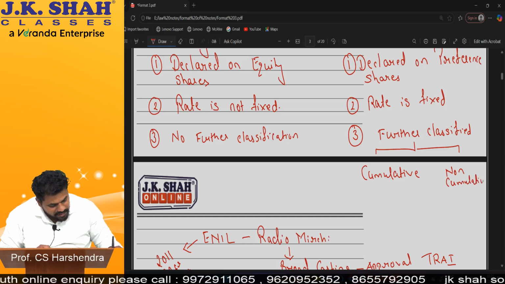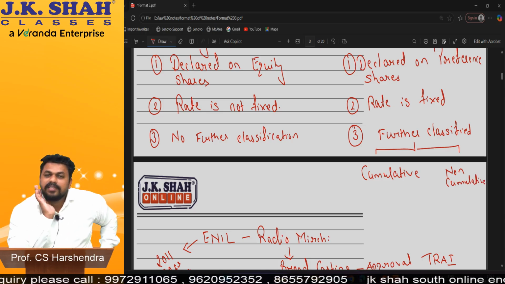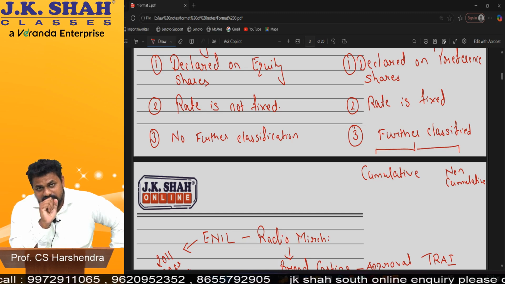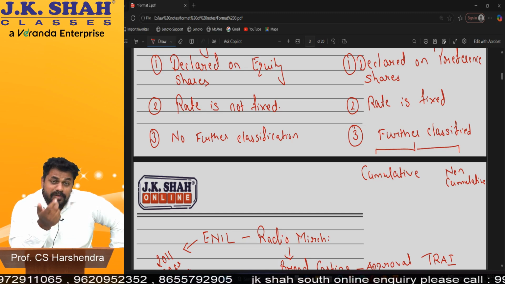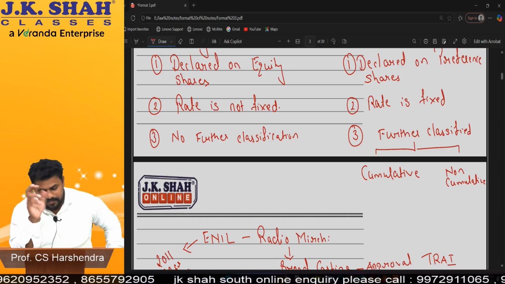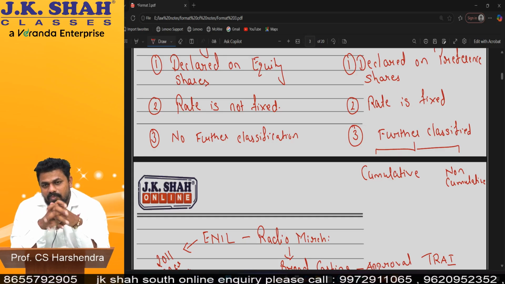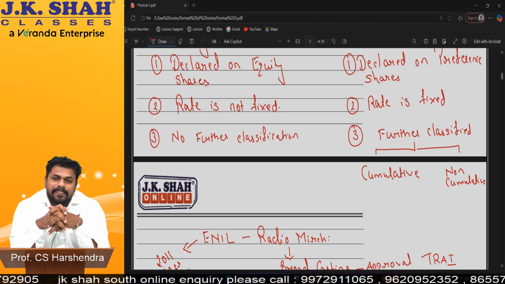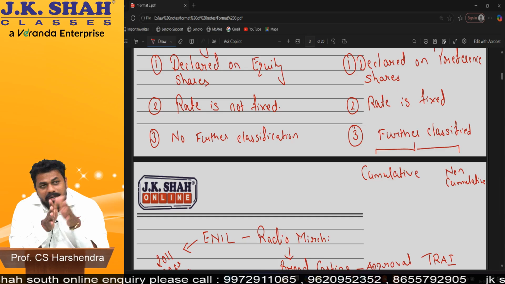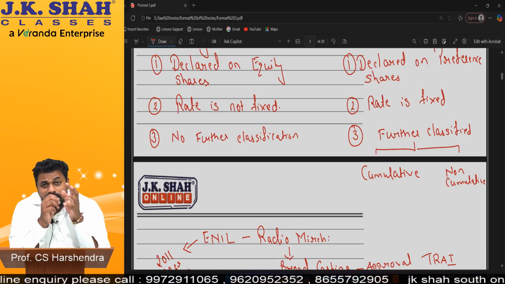What is the first one? Cumulative preference dividend and non-cumulative preference dividend. It's very simple, guys. Cumulative preference dividend is declared on cumulative preference shares and non-cumulative preference dividend is given on non-cumulative preference shares. Now what do you mean by cumulative or non-cumulative? See, why would anyone buy preference shares? Tell me, what would be the purpose? Dividend every year, because capital appreciation will not happen as redemption value is fixed in preference shares. So everyone focuses on dividend.